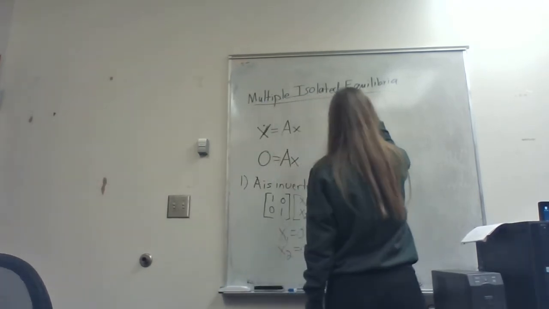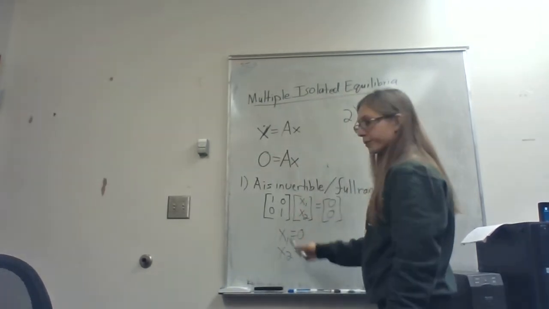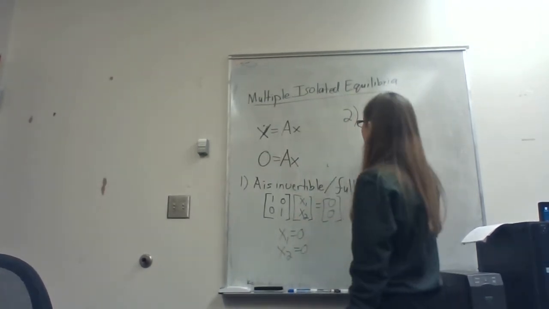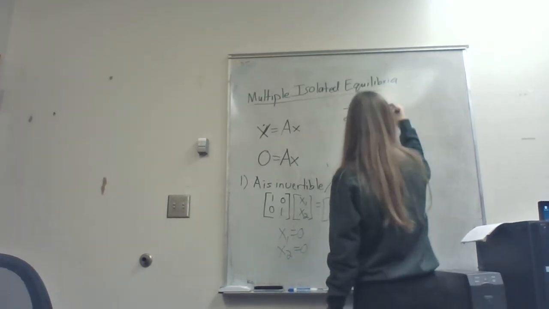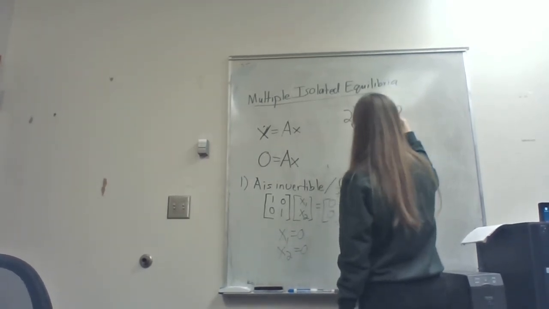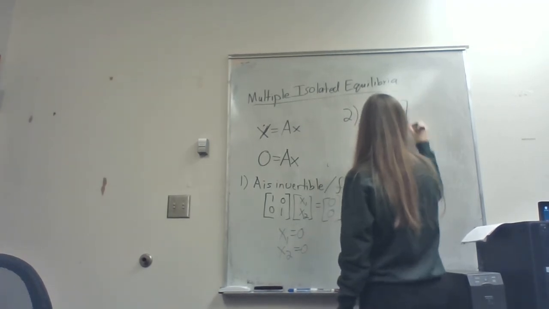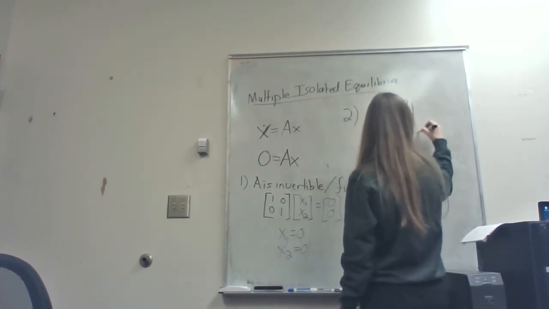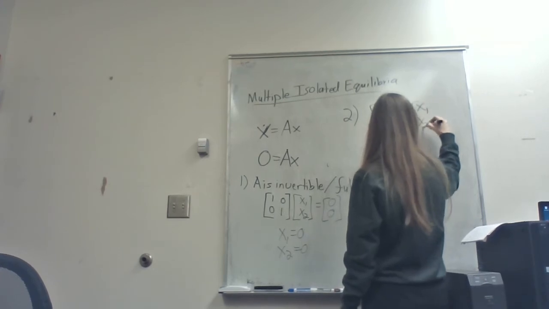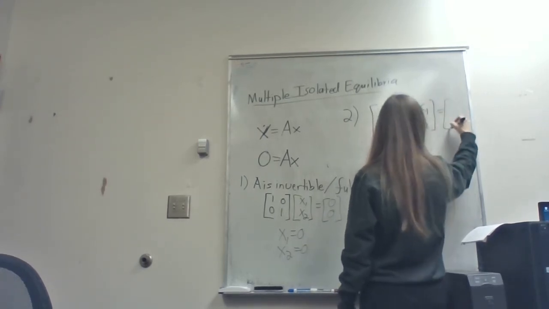Case 2, it's the 0 solution. So nothing else will satisfy this. Case 2 would be something like [1, 0; 1, 0]. So this would be not invertible. Say it was this. This is not invertible because you have linearly dependent rows and columns.